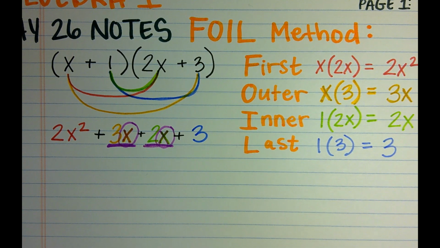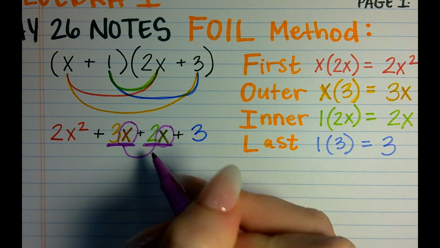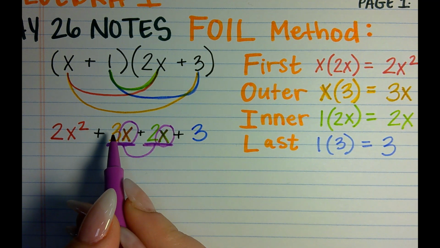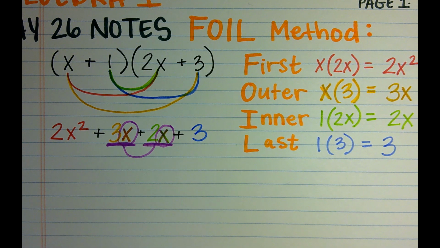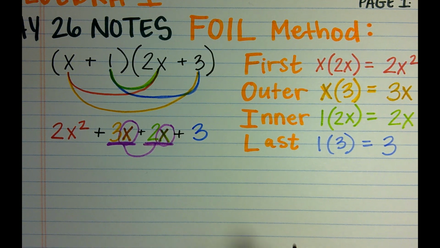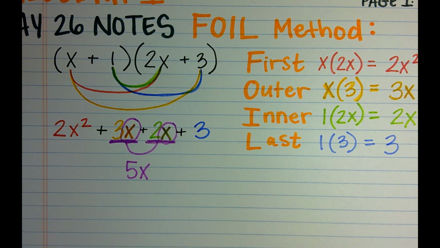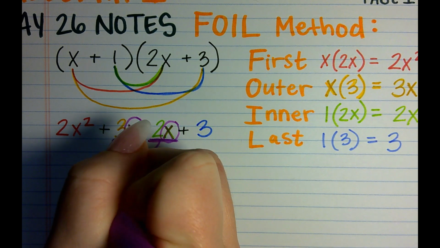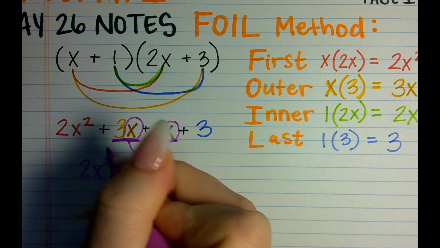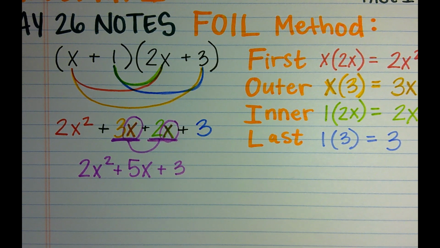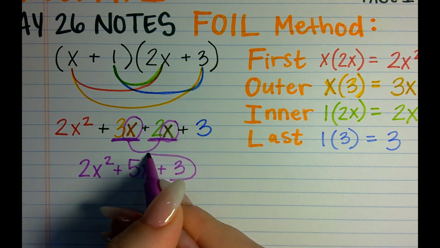How do I combine them? I'm going to do the operation written in between, which is a plus sign. So 3x plus 2x, which is what? 5x. Good. So that's our middle term, and we just bring everything else down. 2x squared plus 5x plus 3. And that would be our answer.